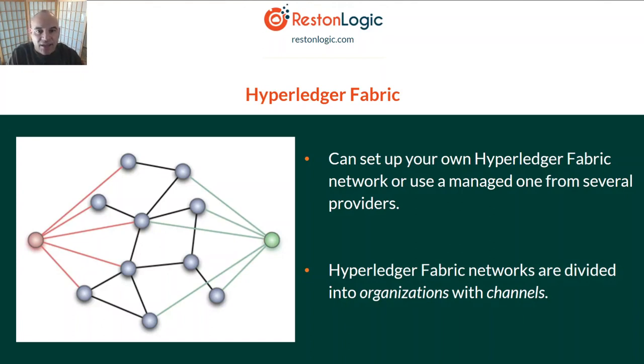And then organizations that want to interact will set up channels. You can have a channel that pertains to all of the participants. You can also have other channels that only pertain to some of the participants. Each of those channels will have their own blockchain. So it's important to know that blockchains only exist in channels. And there could be more than one channel on a Hyperledger Fabric network.